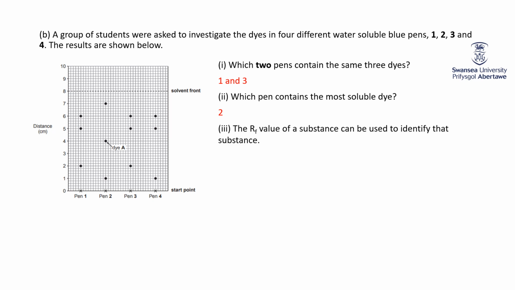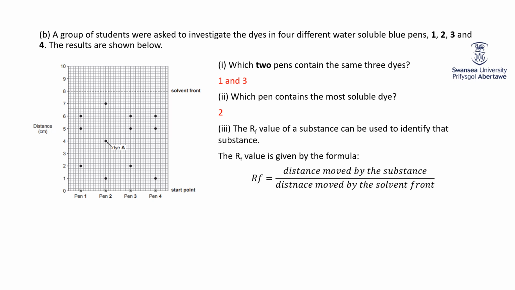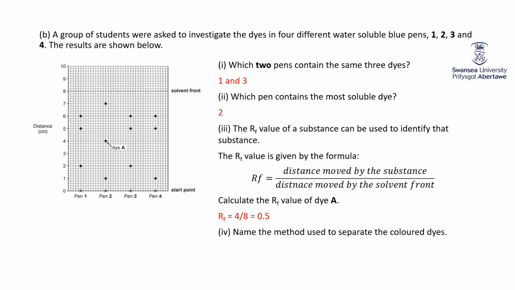And then part 3: the RF value of a substance can be used to identify that substance. The RF is given by this formula. So now I want you to calculate the RF value of dye A. And we can look on this. The solvent front is at 8. The dye spot is at 4. 4 over 8 is equal to 0.5. Then name the method used to separate the colored dyes. It's one I mentioned earlier, which is chromatography.